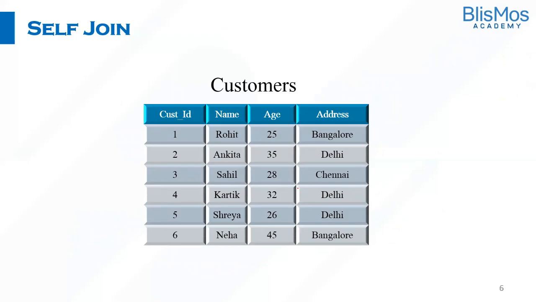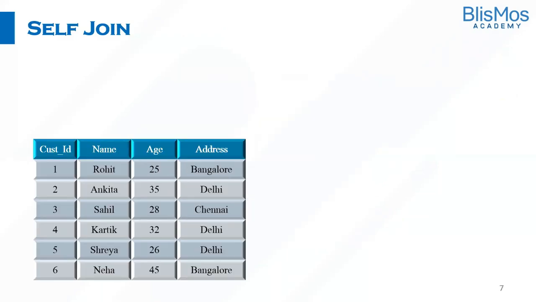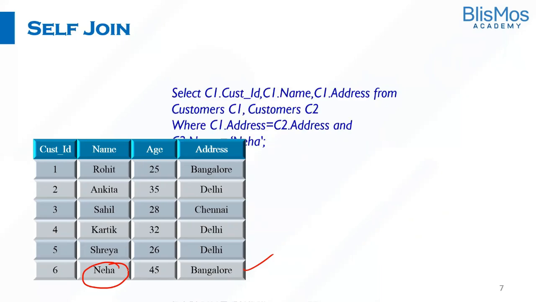The table we are going to use is customers table with some 4 columns and 6 records. In this table, if I want to know who are the other people who has the same address as that of Neha, let me repeat, who has the same address as that of Neha. That is when we can go with the self join.